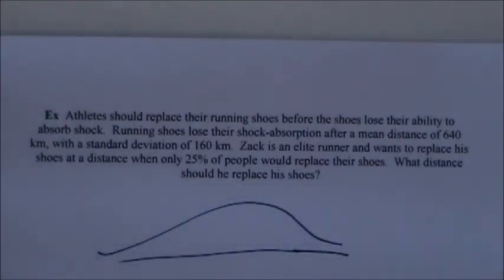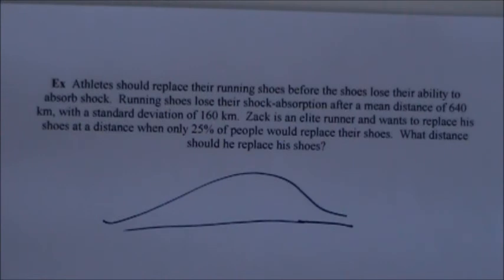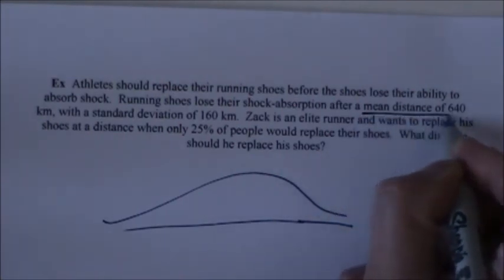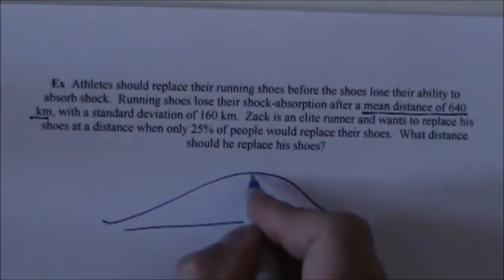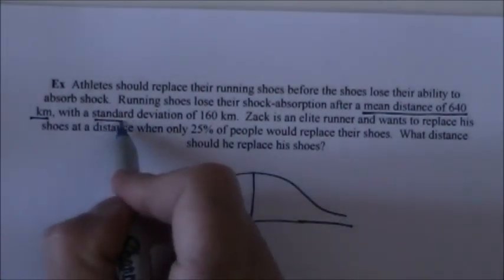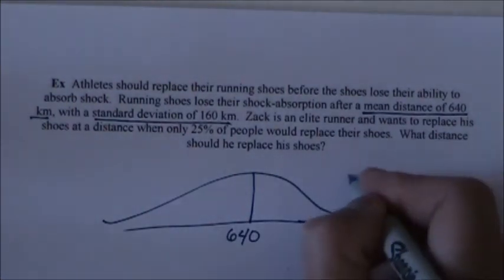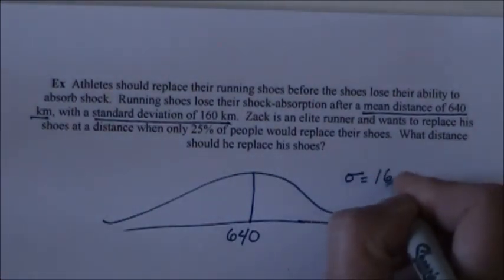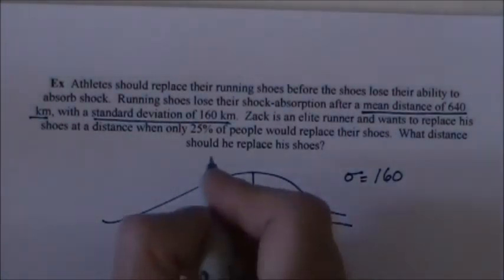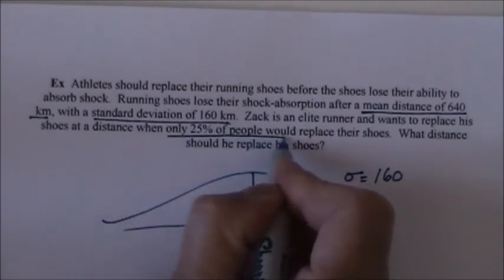Okay. And we're going to go back into the question and let's see if we can find our mean. So we've got shock absorption after a mean distance, there we go, of 640. So we know our mean is 640. We have a standard deviation of 160. Zach is an elite runner. He wants to replace his shoes at a distance when only 25% of the people would replace them.